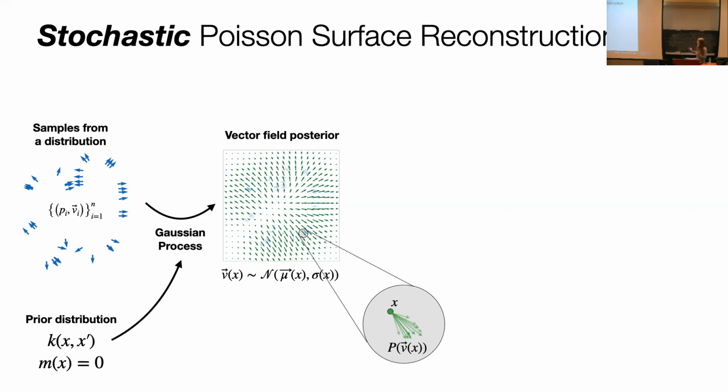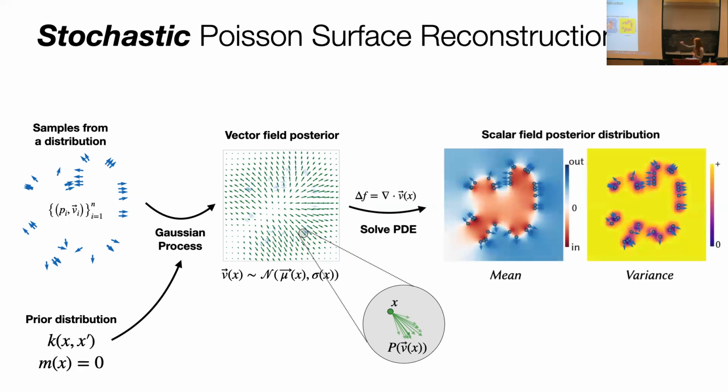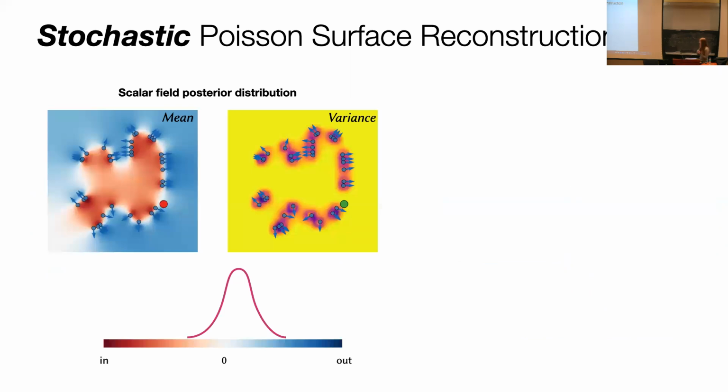Now, the next step in Poisson reconstruction was to solve the Poisson equation. And that was a PDE that was described in the space of functions, but we can solve it in the space of distributions too, and get a posterior distribution for the Poisson reconstruction scalar field. What does that mean? It means for every point in space, we have a mean that looks a lot like the Poisson reconstruction output, but we also have a variance that measures how sure we are of that value. And these two will fully determine a Gaussian distribution for what the scalar field is at that point. I thought this was very mathematically interesting.